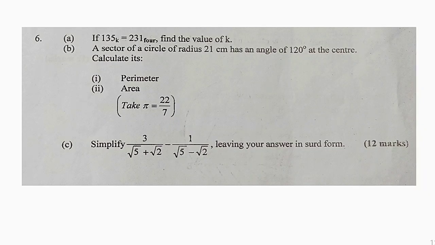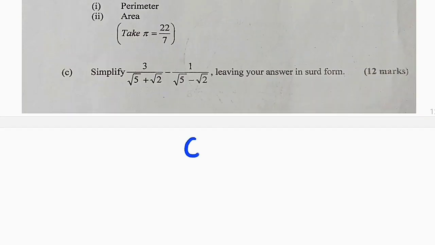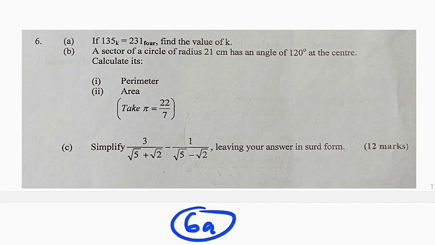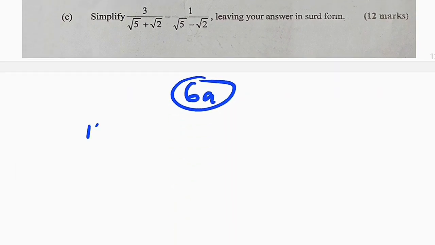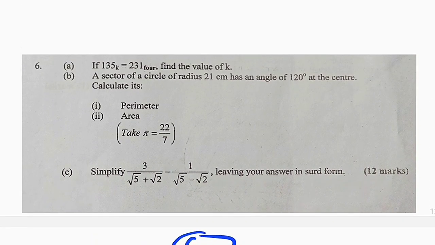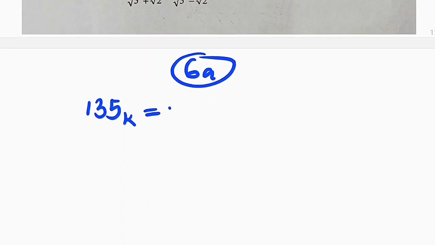Question number 6a. If 135 to base k is equal to 231 to base 4, find the value of k. Let's start with A first before we come back to B. So 6A, we are given that 135 in base k is equal to 231 in base 4. So let us convert this to base 10, likewise this to base 10.